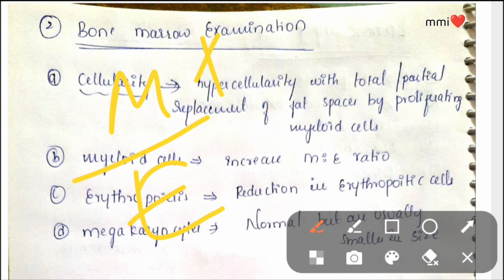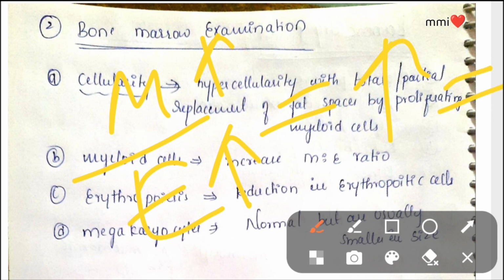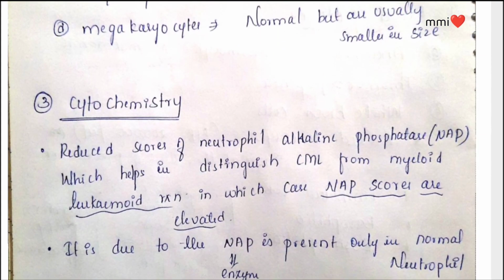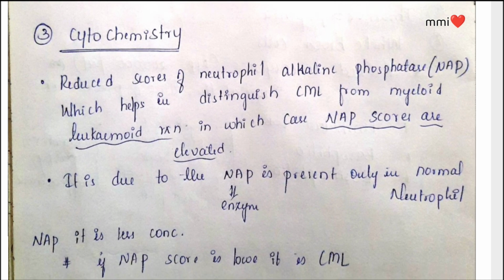If myeloid is increasing, then the whole ratio will increase. If myeloid and erythroid both are increasing, then the ratio will become normal. If only erythroid is increasing, the ratio will decrease. Here in chronic myeloid leukemia, the myeloid to erythroid ratio is increased. Erythropoiesis: reduction in the erythropoietic cells. Megakaryocytes are normal but usually smaller in size. Megakaryocytes give platelets.